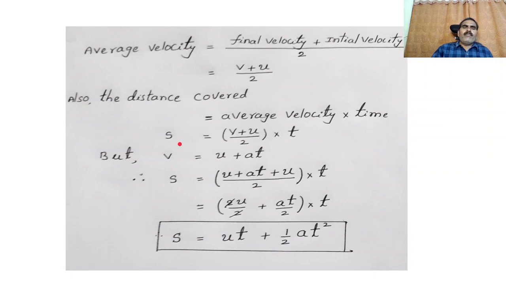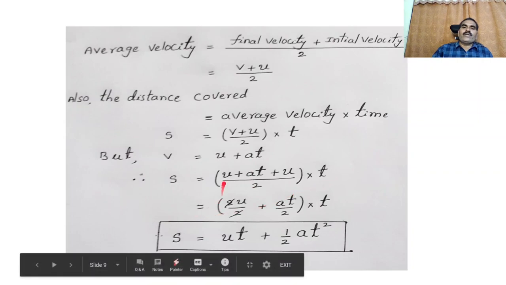But from the first equation of motion, what do you know? V is equal to u plus at. So, substitute this v value in this equation. So, s is equal to, what is v? u plus at. So, u plus at plus u by 2 into t.